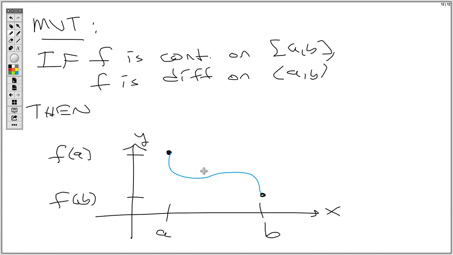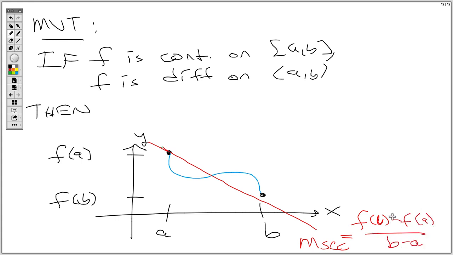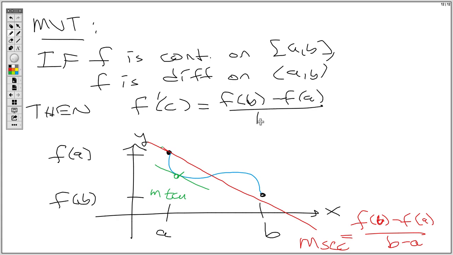So what had to happen is, if I look at the slope of the secant line here, that was f of b minus f of a over b minus a. Then at some point, that had to match the slope of the tangent line. So at some point, the tangent line and the secant line were parallel. So f prime of c would equal f of b minus f of a over b minus a. Okay?